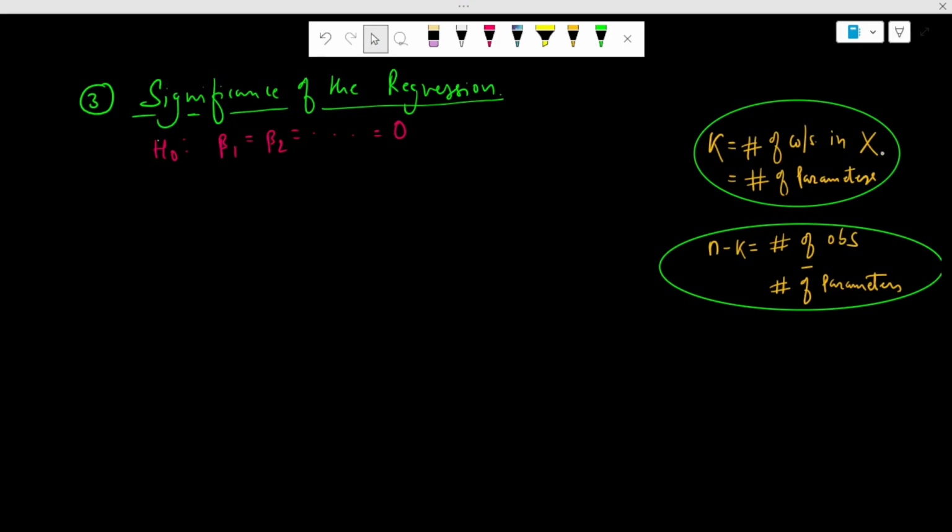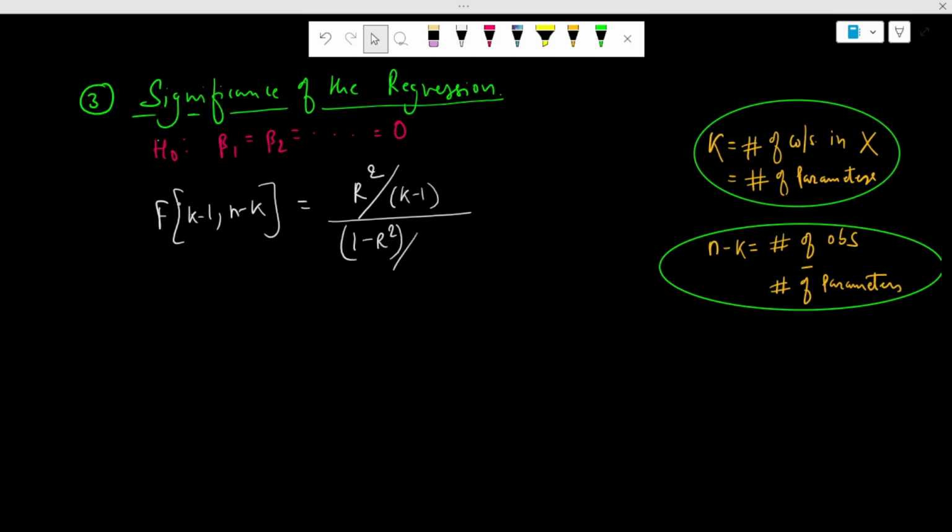Now we can also perform the significance of the regression test. So this is our F test, and the null hypothesis is that the beta coefficients are equal to 0, and our alternative hypothesis is that they are not equal to 0. So F can be calculated as F with k minus 1 and n minus k degrees of freedom. This is equal to R square, the coefficient of determination, divided by k minus 1, over 1 minus R square divided by n minus k.